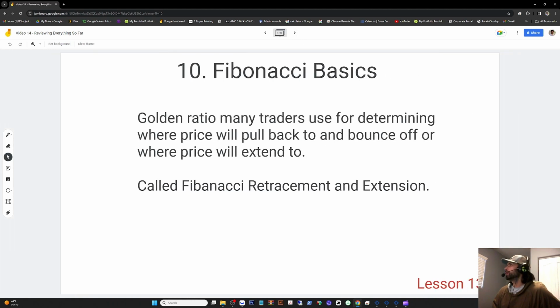10. We talked about Fibonacci. It's the golden ratio many traders use for determining where price will pull back to and bounce off, or where price will extend to, called Fibonacci retracements and extensions. And remember, these are just numbers where you want to watch the price do what you want it to do for a second confirmation. Just because price has come to the 68% retracement doesn't mean you just buy there or sell.